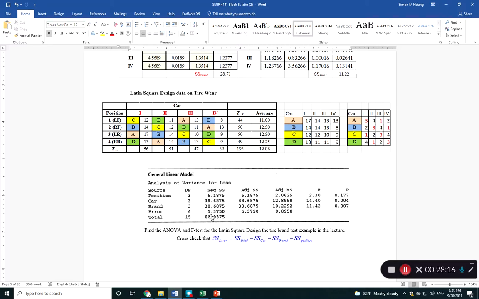if I ask you if you want to investigate something, you have position block, position effect, you have car effect, you have brand effect. Which effect do you think maybe I can ignore? Or which effect do I definitely want to study first? Priority-wise, which effect do you think is more important? If p-value is less than 0.05.